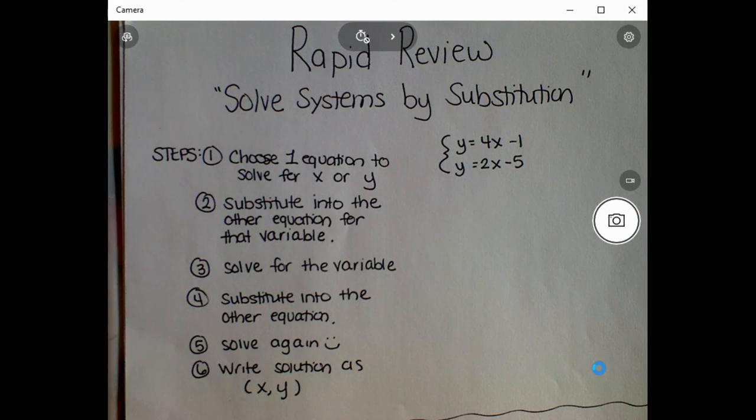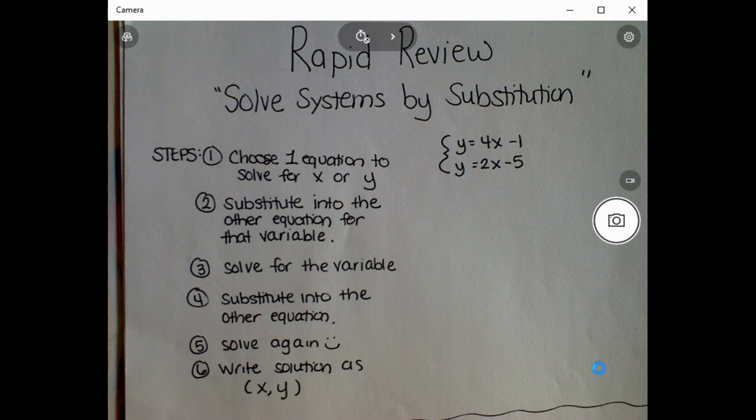Hi, today we're going to solve systems of equations by substitution. And we're just going to start. So I wrote out the steps here, although they're kind of confusing when they're written out that way. So hopefully you can watch them as I go through it.